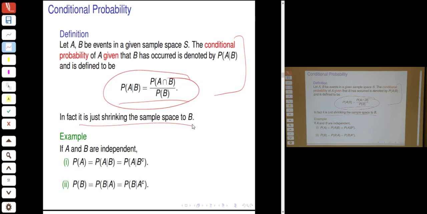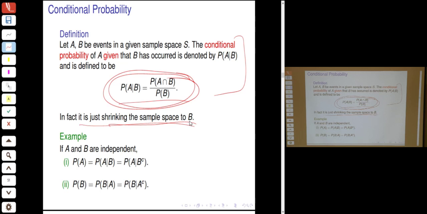If you are revealed some information about the outcome of the experiment, then based on that information, you can update your chances of the various properties of the outcome. This kind of update is captured by the notion of conditional probability. It is just shrinking the sample space to B, because being told that the event B has occurred is telling you that the outcome is a member of the set B. So, now you should scale everything restricted to the set B, because you know that the outcome is already one of the members of that set.